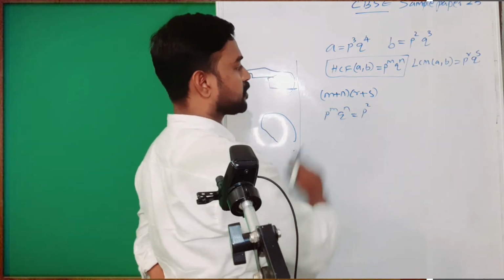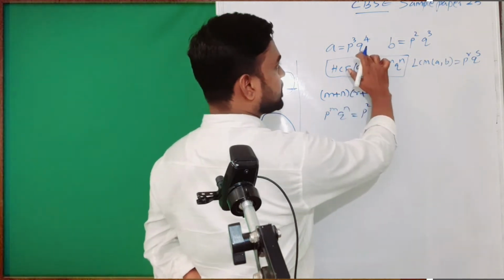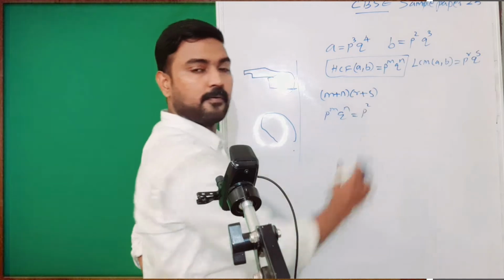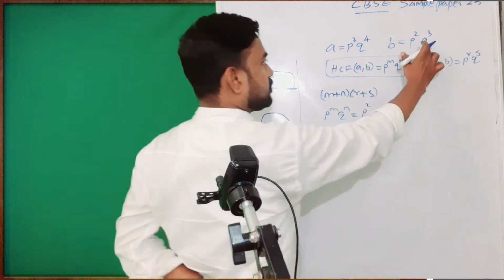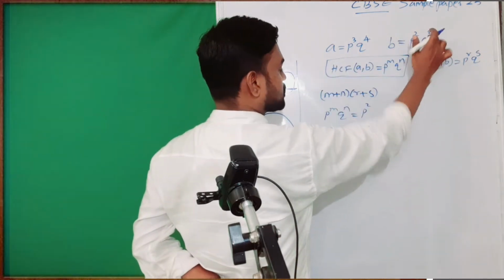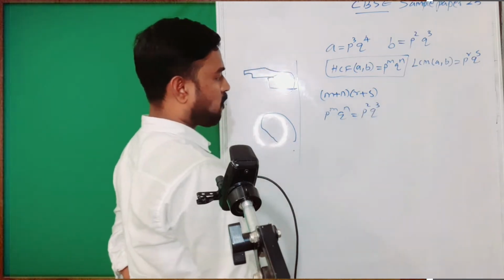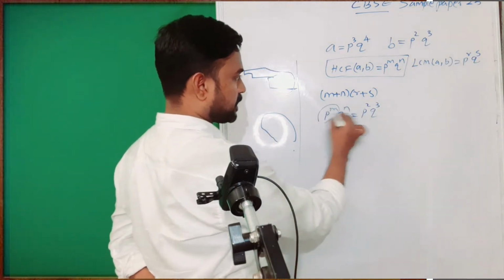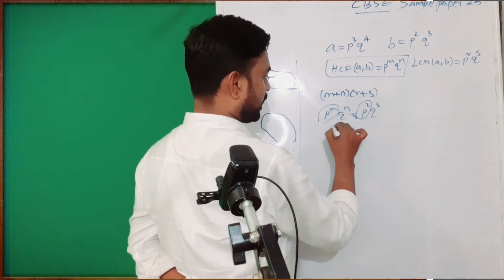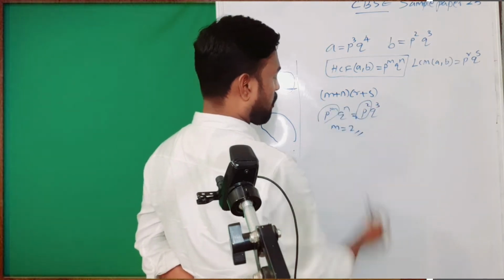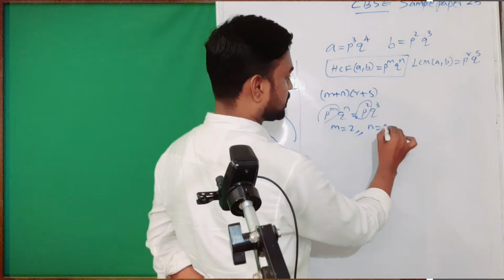So we can write P square is common. And Q raised to 3 is here, here 3 times, here 4 times only. So 3 times it is common, so Q raised to 3. This is the HCF. Here P raised to M, here P square. So the value of M is equal to 2. And the value of N is equal to 3.